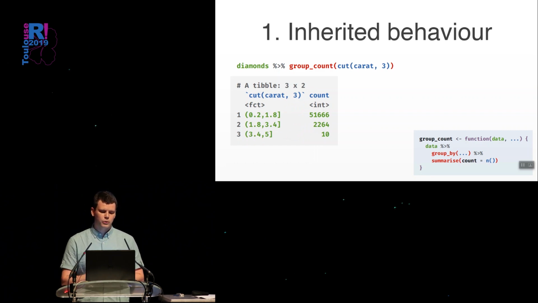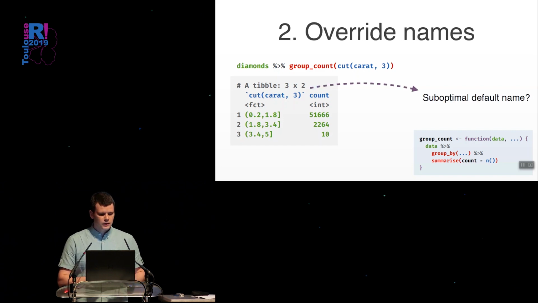So here, for example, we have a carat column, which is a continuous variable, and we can on the spot cut it into a three-level factor and group by this and take the count. So you can see the default name is informative. It tells you how the columns were created, but maybe not so easy to work with afterwards because you have these backticks because of the special character inside the column name.